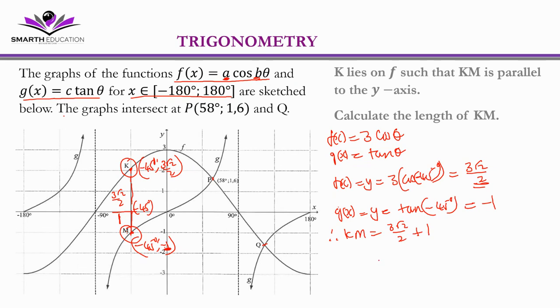And then what is 3 root 2 over 2 plus 1? We must get that KM is equal to 3,12 units. Okay.